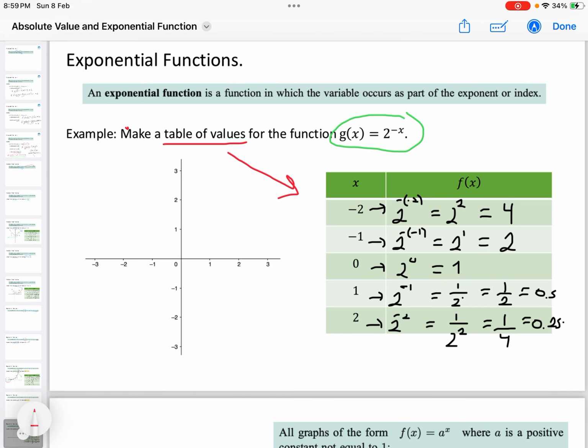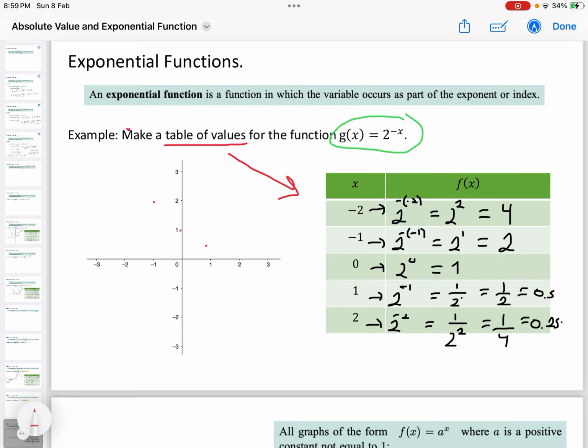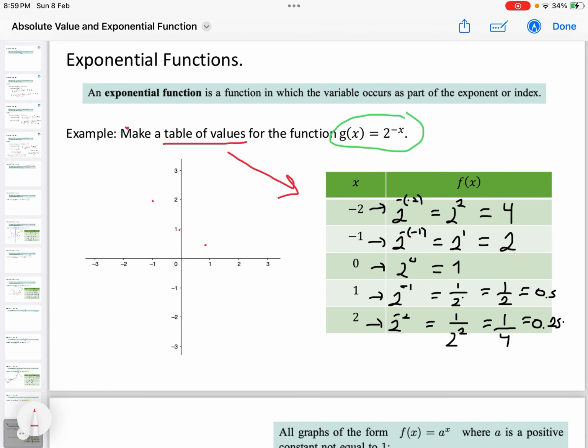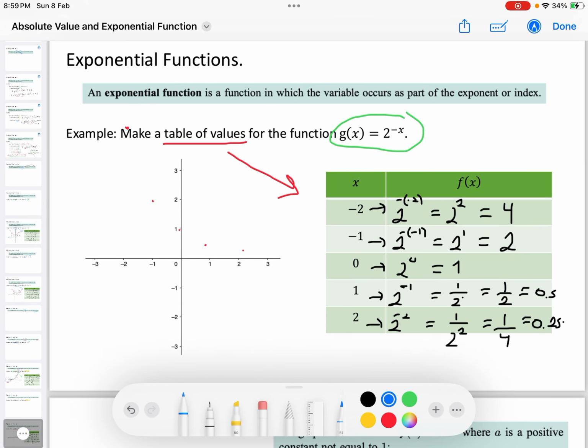Let's see the drawing. So we have on -2, the answer is 4. So it should be around up here. -1, the answer is 2, and around here. On 0, the answer is 1. On 1, the answer is 0.5, so around here. And then finally on 2, the answer is 0.25, so around here. So if we do a line connecting all of them, take a look that the line goes something like this.